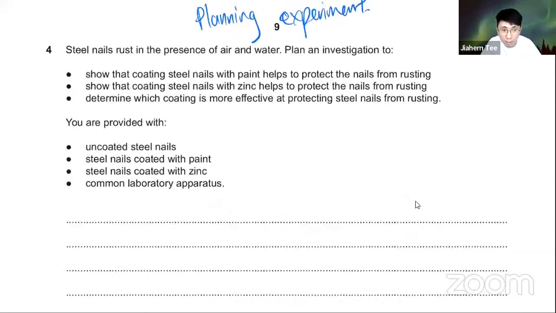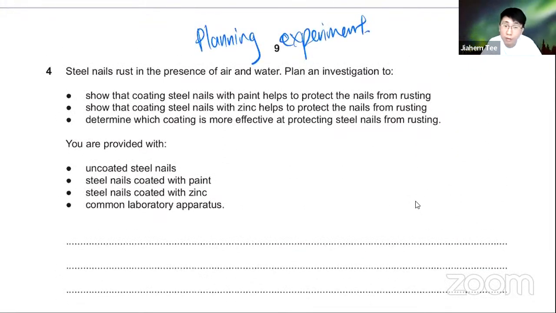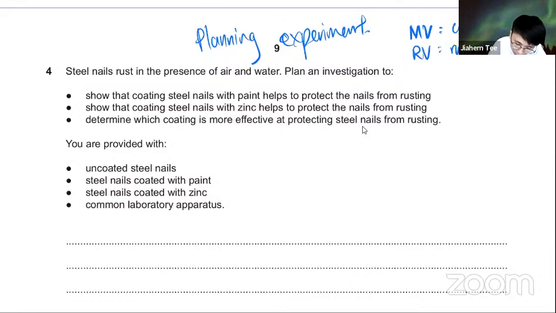Okay, how to get this into 6 marks? Usually for a planning experiment, first we have to analyze your variables. So what are our variables? For the first one, your manipulated variable is your coating. We use different coatings: one is paint coating, one is zinc coating. After these two coatings, what's your responding variable? It is your rusting level: who got more rust, who got less rust. Then what is our last one? The constant variable, or we can call it a fixed variable. To ensure it's a fair experiment, just like I told you, we're going to set a time, which is the period for rusting.